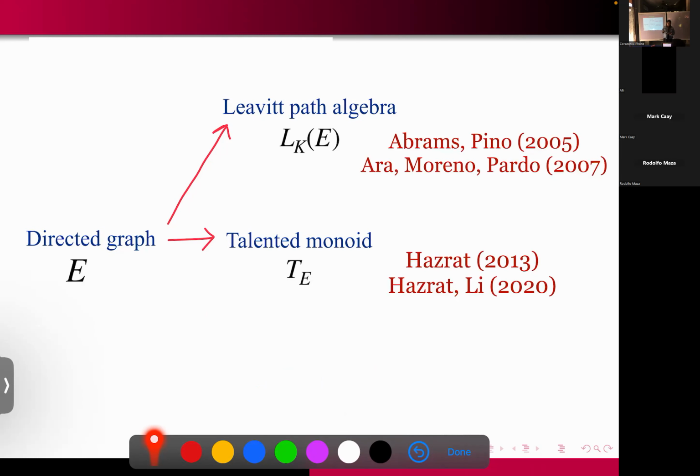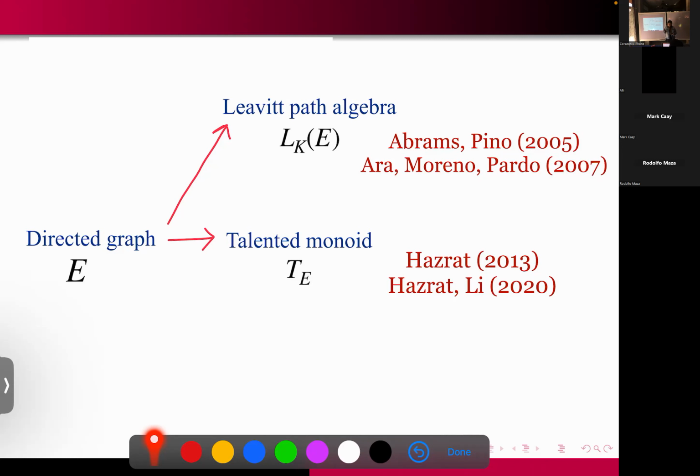But just to see when the Leavitt path algebra and talented monoid came into existence, the Leavitt path algebra was introduced around 2005, 6, 7 by Abrams and Pino in their paper, and another paper by Ara, Moreno, and Pardo.